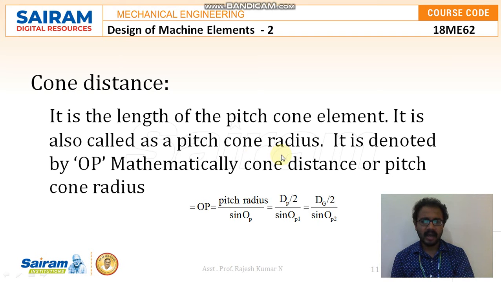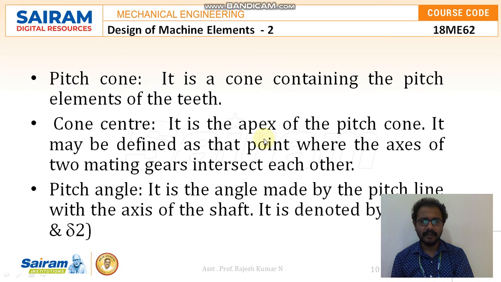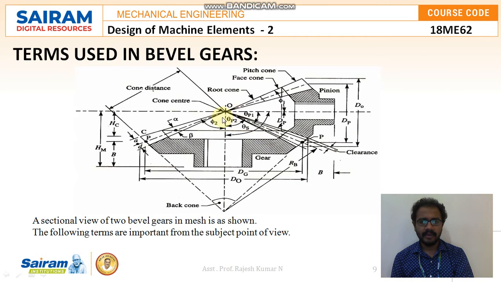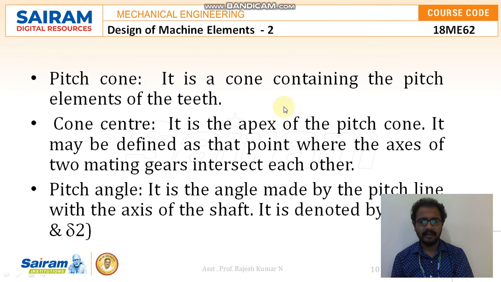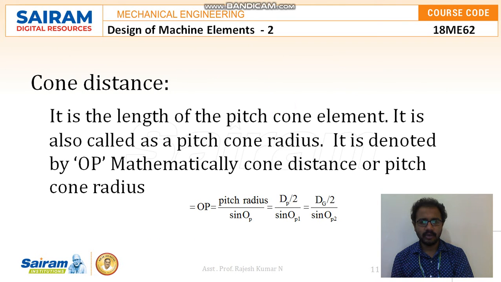So remember, cone distance can also be called the pitch cone radius, because while solving problems in different textbooks and even in different data handbooks, they may go with either of these words, the cone distance or the pitch cone radius, and it is denoted by OP. You can see this is point O, the origin, and this is point P. So here one cone distance will be there, and on the right side also one cone distance will be there, and it is also called the pitch cone radius.